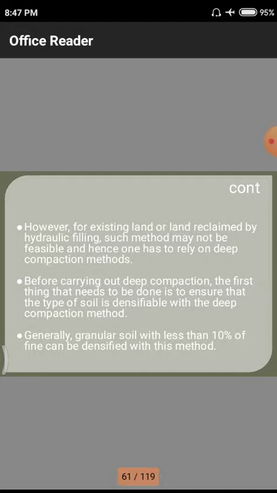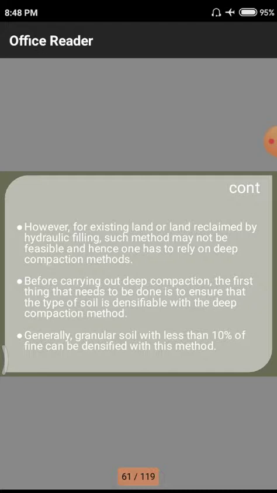Such a method may not be feasible, and hence one has to rely on deep compaction methods. That means the hydraulic method is not suitable in all conditions. We need to go for better deep compaction methods to get good strength in the particular land. Before carrying out deep compaction, the first thing to be done is to ensure that the type of soil is densifiable with the deep compaction method. That means we need to know what type of soil is located on the particular land and what method is suitable for densification in that area.